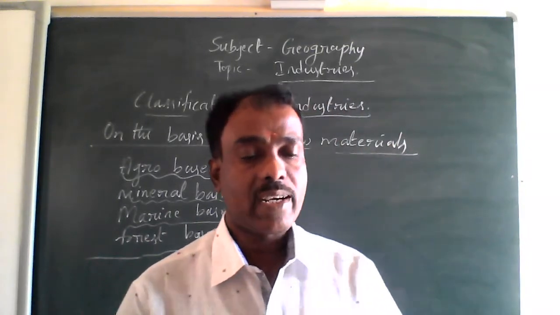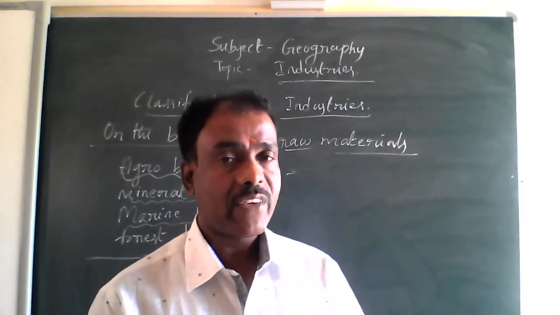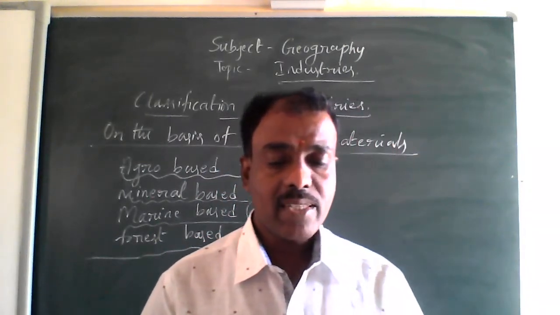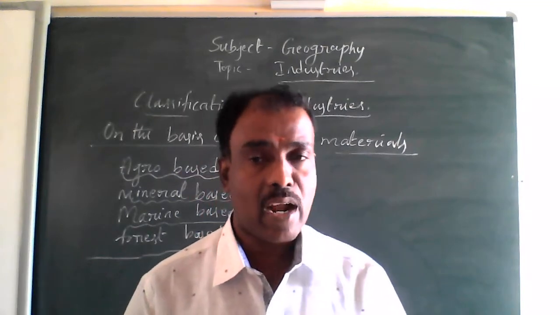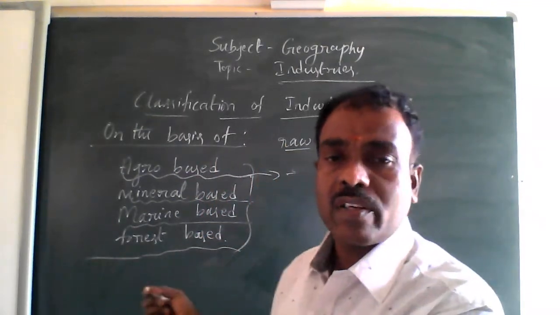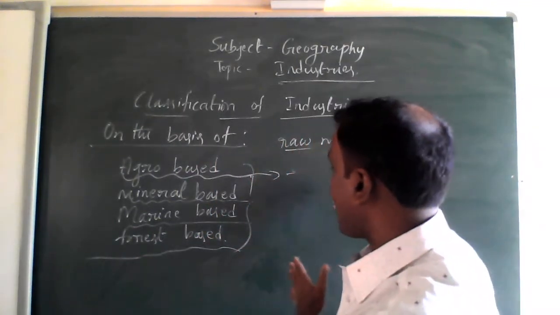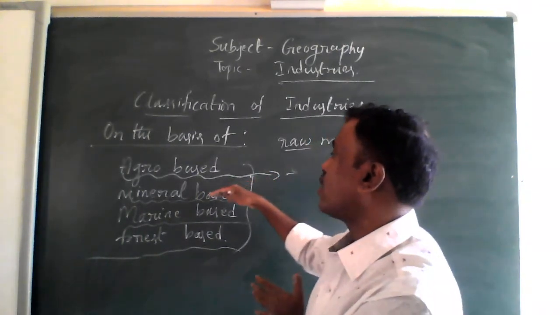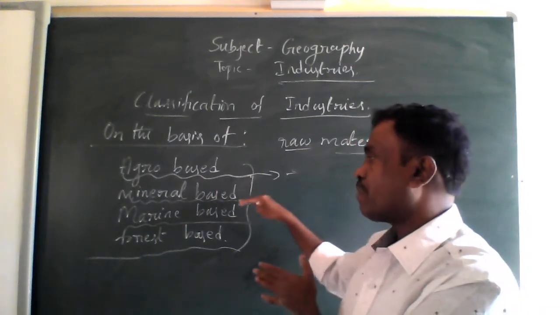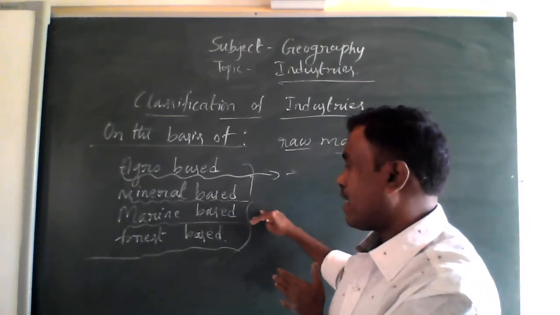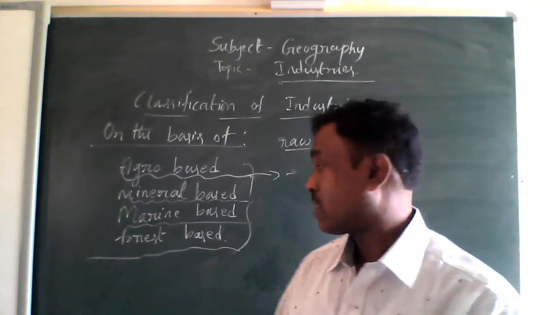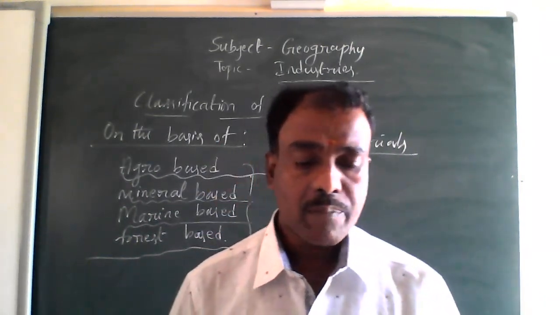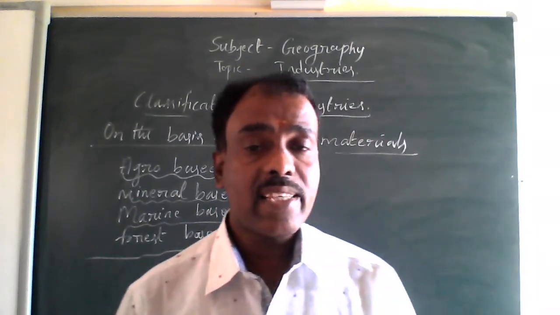And just now we discussed the classification of industries. Industries can be classified on the basis of raw materials, size and ownership. And just now we learned about the basis of raw materials. So industries are classified into agro-based industries, mineral-based industries, marine-based industries, and forest-based industries. And in the next class we are going to learn about the basis of size and ownership.